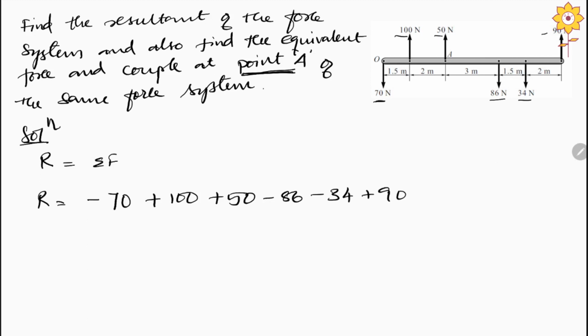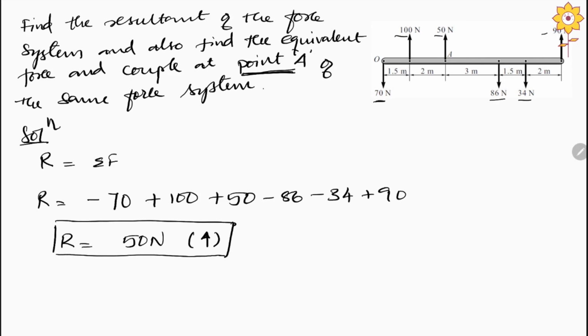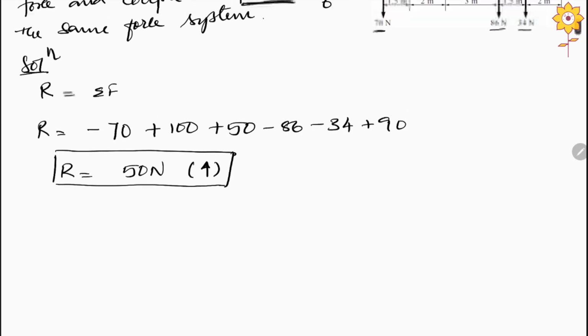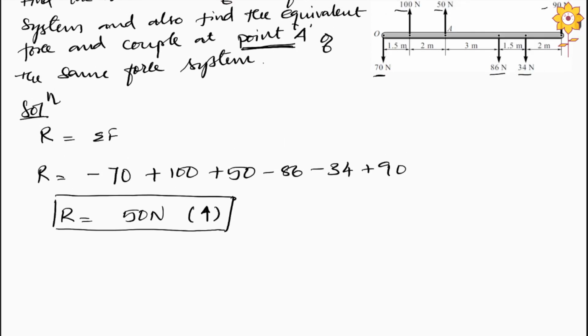So if we calculate, we will get R equal to 50 Newton, which is positive, so the resultant is acting in the upward direction. We have already found out the resultant. Now we have to find out the equivalent force and the couple for the same given system.